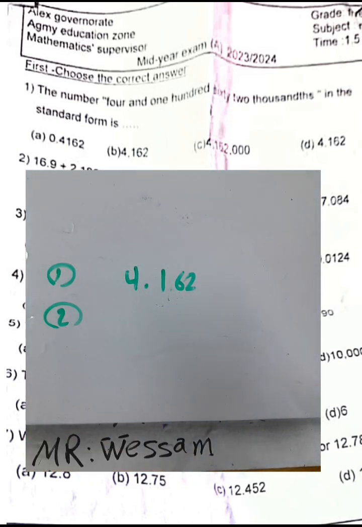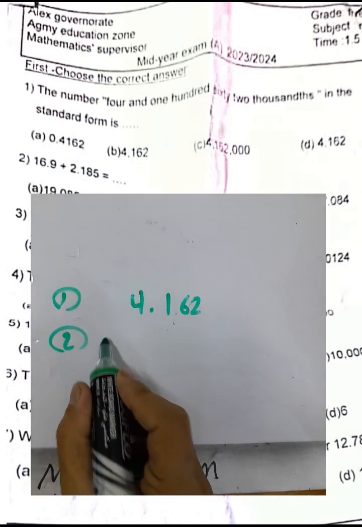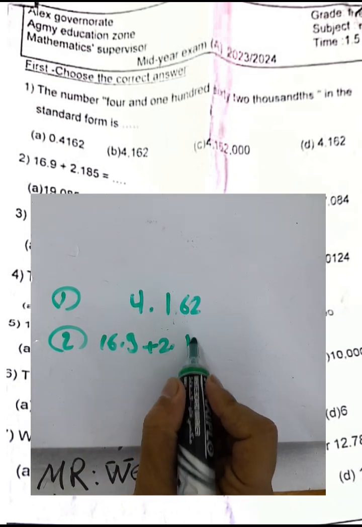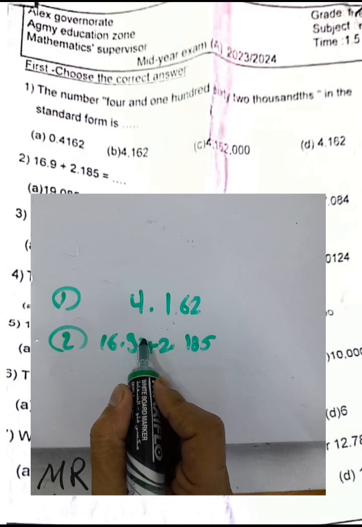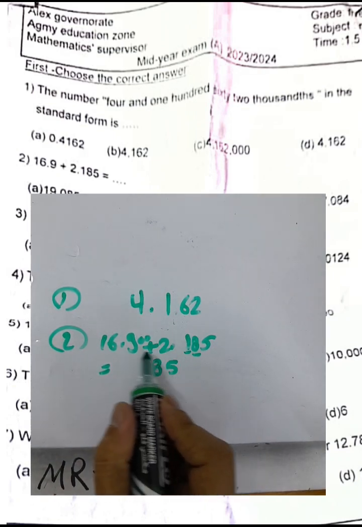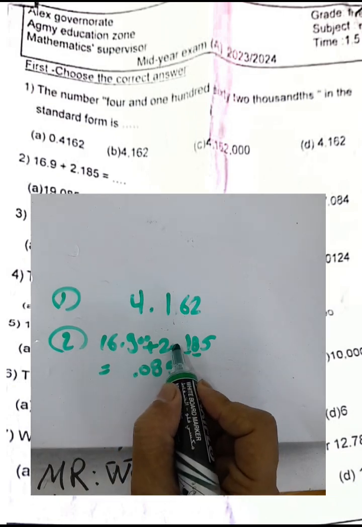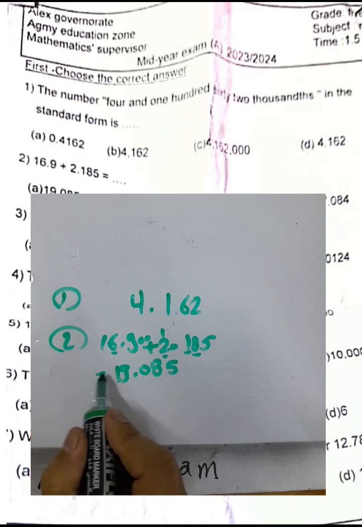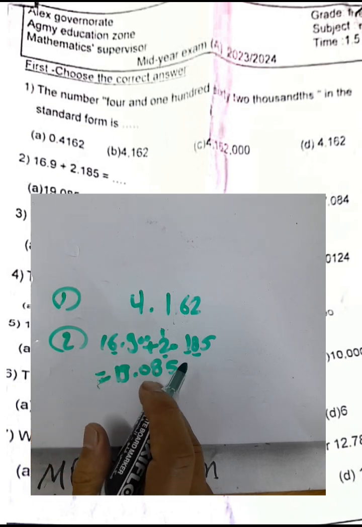Question number 2. 16.9 plus 2.18 and 5. We can put double 0 here. 5 plus 0 equal 5. 8 plus 0 equal 8. 1 plus 9 equal 10, write 0 and carry up 1. 2 plus 1, 3. 3 plus 6 equal 9, and 0 write 1. Then the result will be 19 and 85 thousandths.